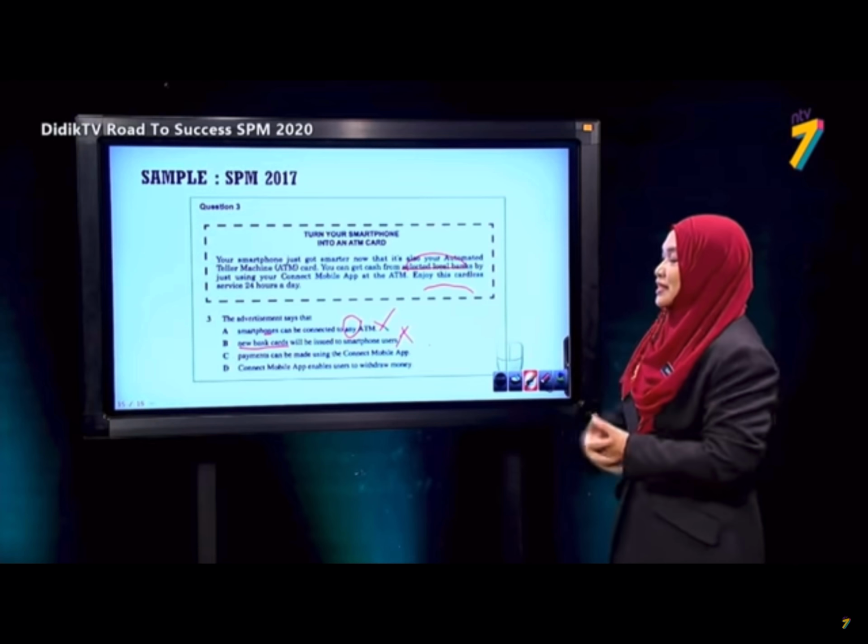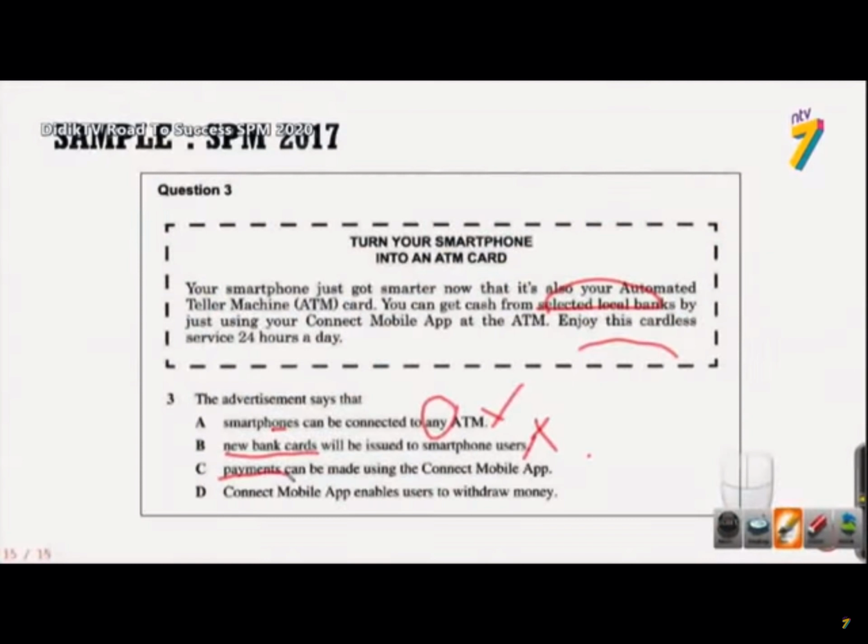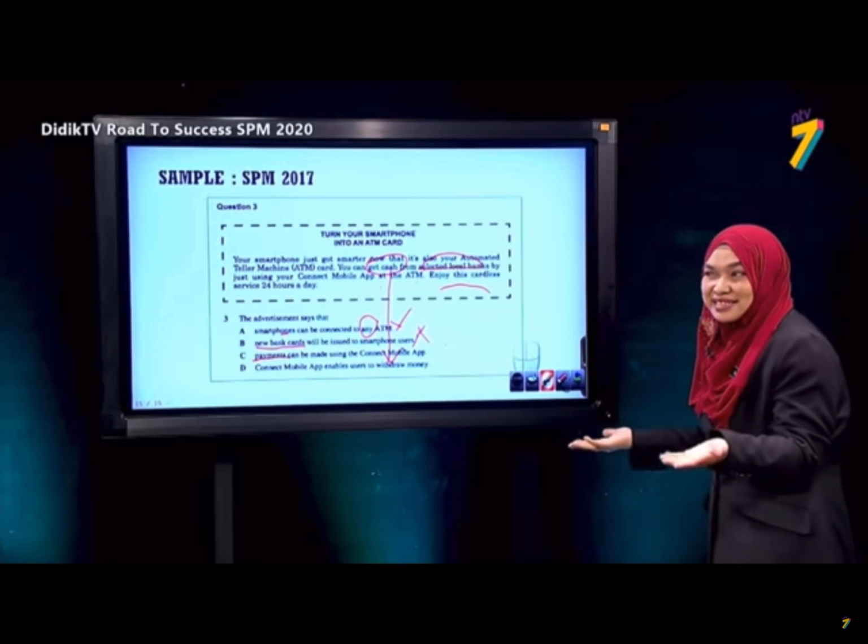Now the keyword in C. Payments can be made using the Connect mobile app. So the keyword in C is the word payment. Can you find anything that tells you about the payment? No, because you can get cash. Yeah, so that's the idea. You actually get cash. Another word for get cash is withdraw. So the answer is D.